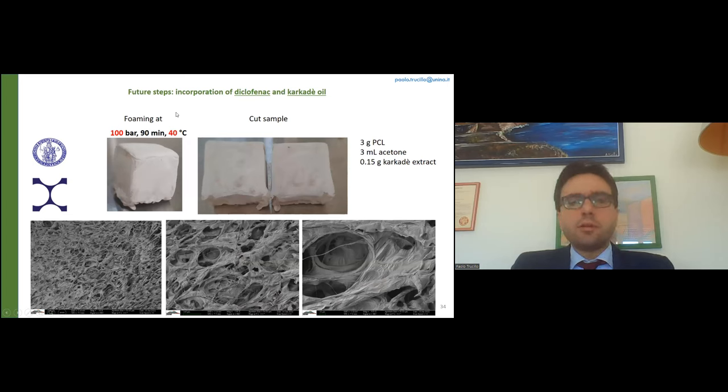Indeed, now we are studying a way to entrap an antibiotic, diclofenac, and an extract from a carcade plant inside our soft matter foams. So we want to optimize also the voids, as you can see from these preliminary SEM images.